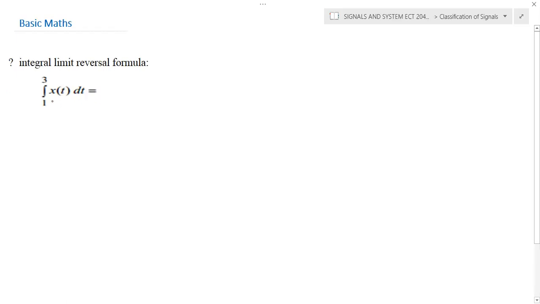When you perform integration, here you can see that the limit is from 1 to 3 of x of t dt. When you change the limit, that is from 3 to 1 of x of t dt, you need to put a minus sign. Then only the equation becomes equal. So always remember that in the case of summation, you can simply change the limits, but in the case of integration, if you change the order of the limit, you need to put an extra minus. Please remember these concepts.